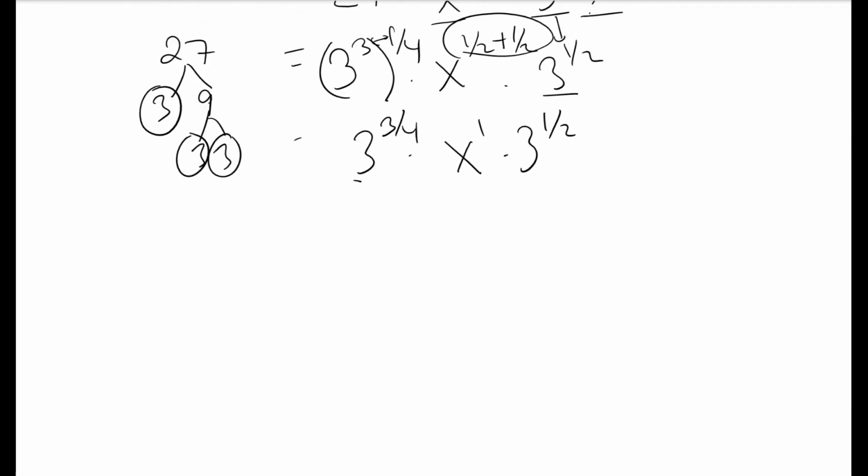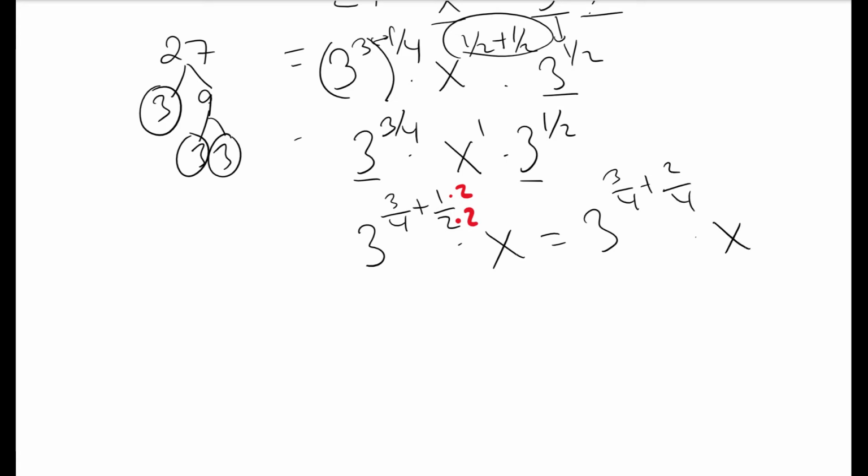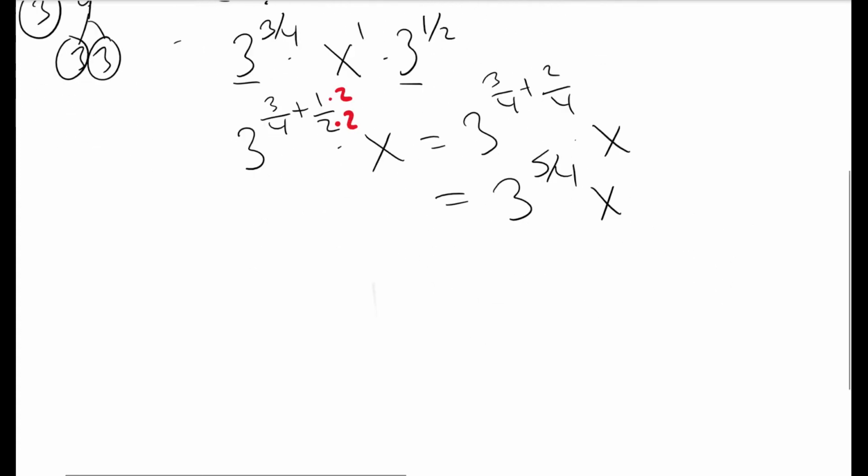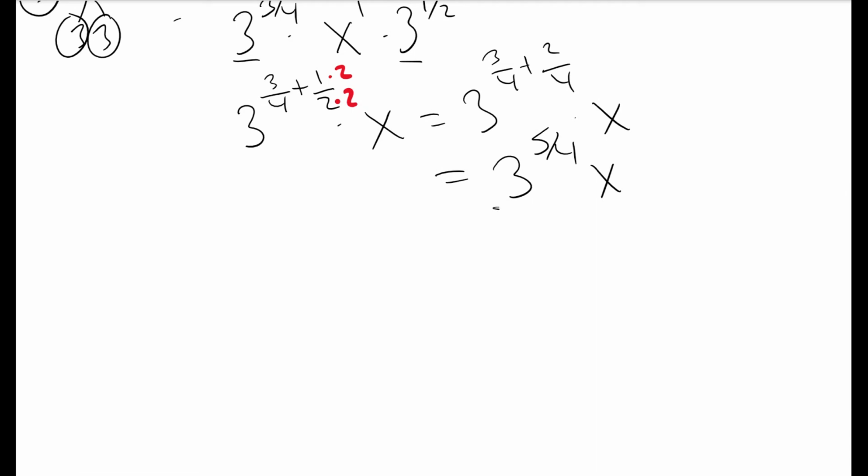Now let's combine these two 3's together into 1 3 and add the exponents. So we got 3/4 plus 1/2 times x to the 1 power. Now we'll combine these. Now notice that the common denominator is 2, so this will be times 2 on top and bottom. So this will be 2/4, 3/4. So this will be 3 to the 3/4 plus 2/4 times x. 3/4 plus 2/4 is 5/4. So 3 to the 5/4 x. Okay, so we can leave it at this.